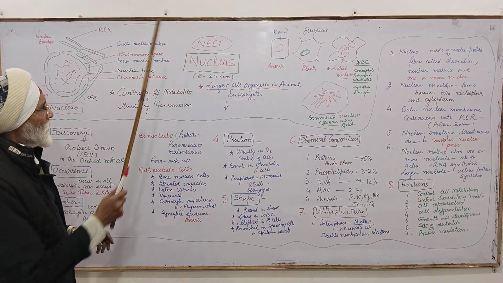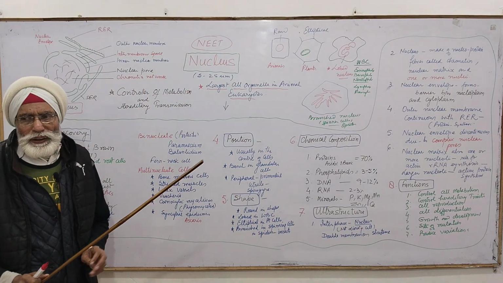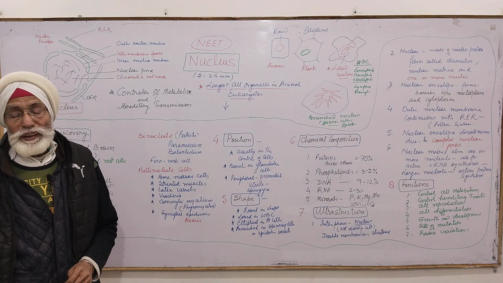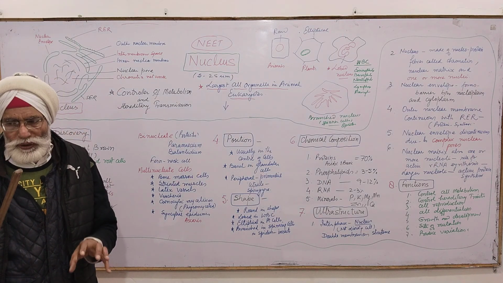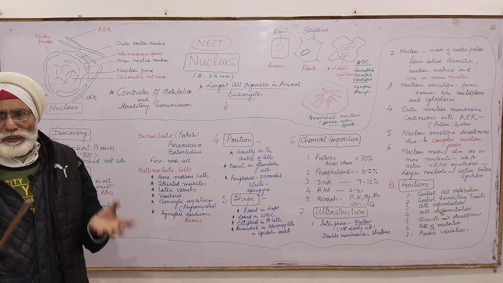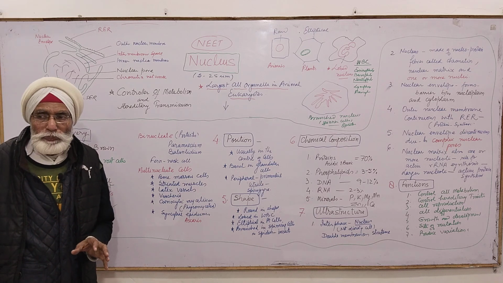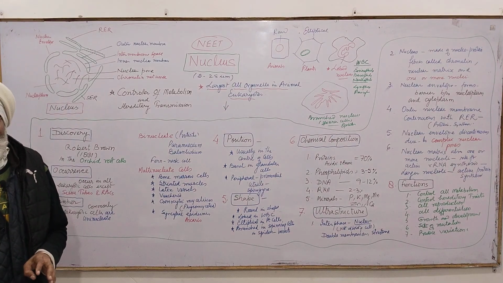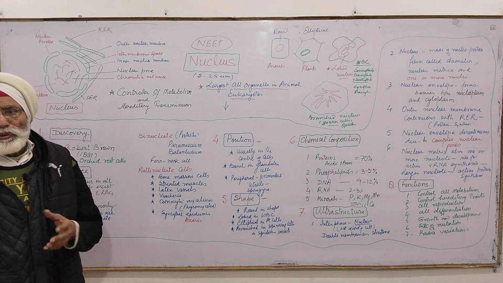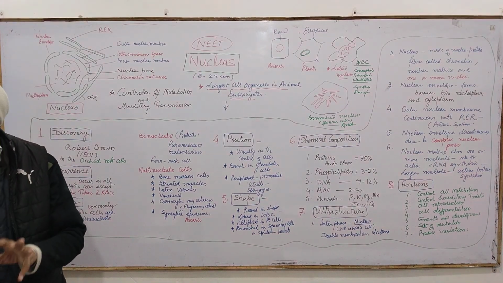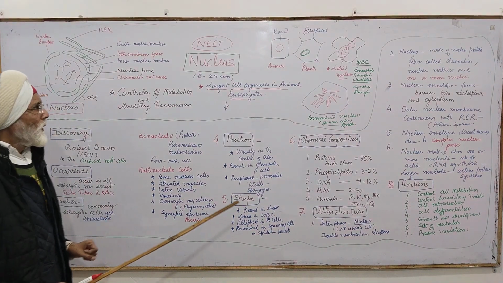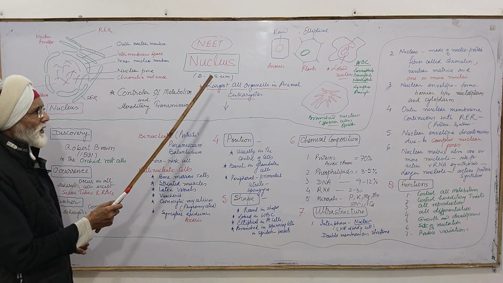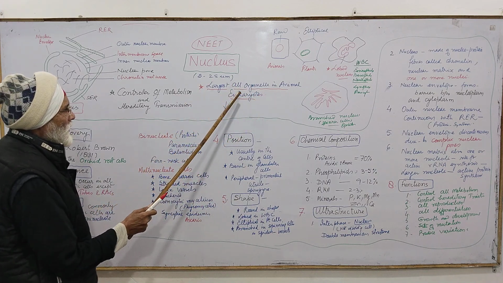Now the nucleus in the animal kingdom, you see, the largest cell organelle is your nucleus because it occupies most of the part of the cell. But in case of the plant particularly, you know, chloroplast is much bigger than the nucleus. काफ़ी बड़ा होता है वो. Now, the largest cell organelle in the animal, in the eukaryote.